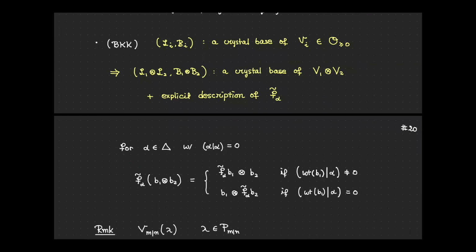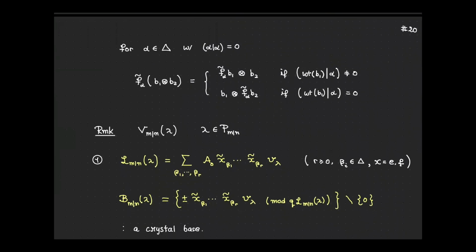So when you apply this f alpha tilde to this tensor product, it acts on the first component when the weight of the first tensor factor has a non-trivial pairing with this simple root. Otherwise, it goes to the other tensor component. So if we apply this operator to more than 3 terms of a tensor product, then this operator acts on the first component if it has a non-trivial pairing. If not, it goes to the other factor, and so on.